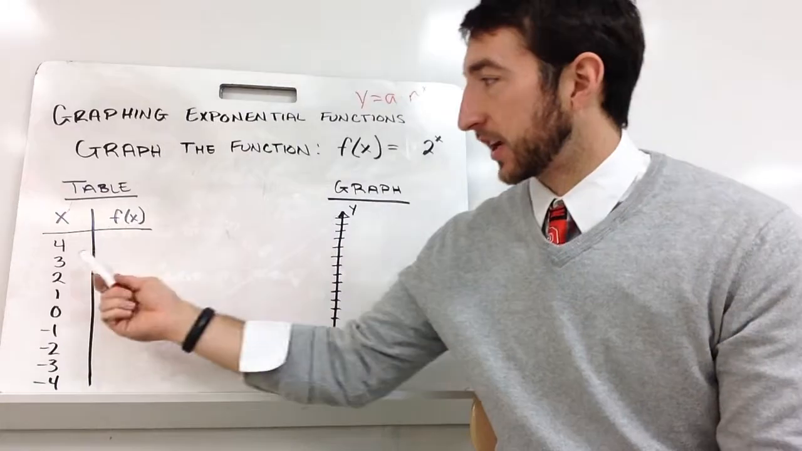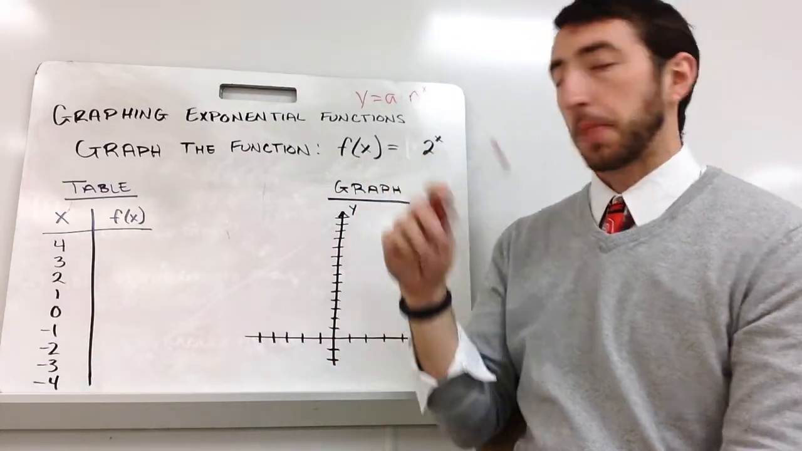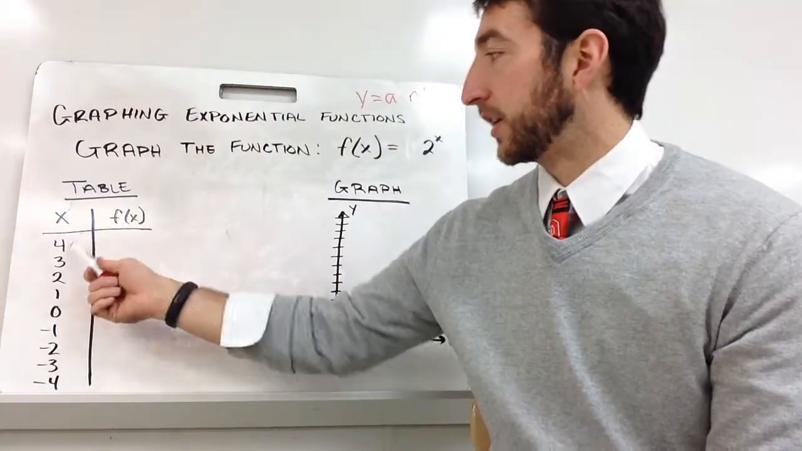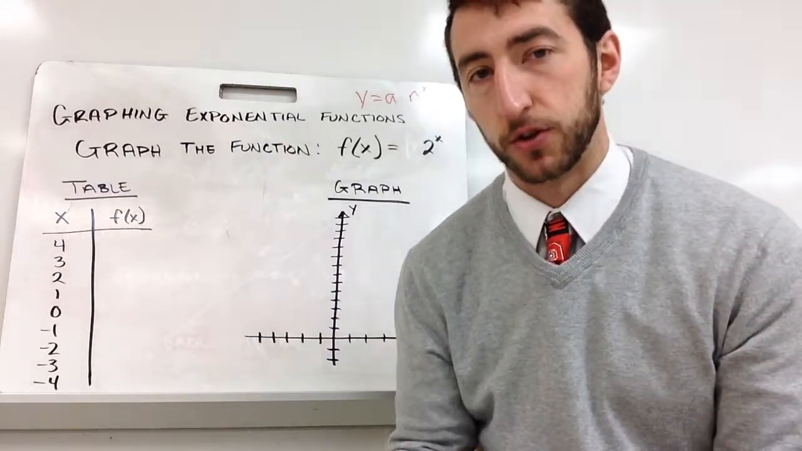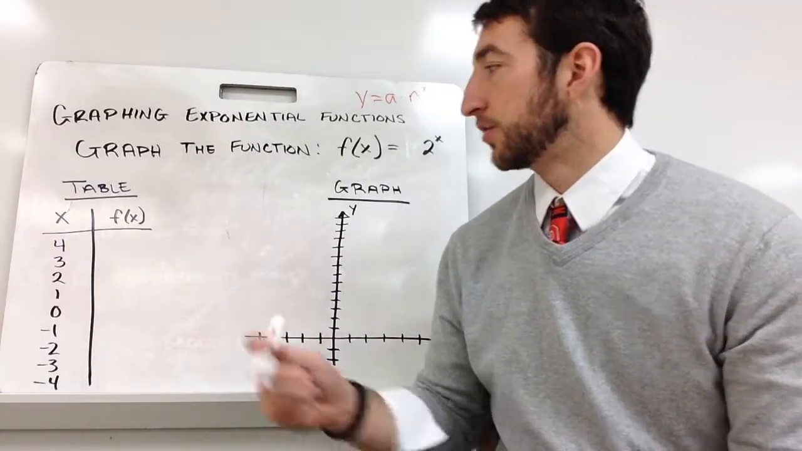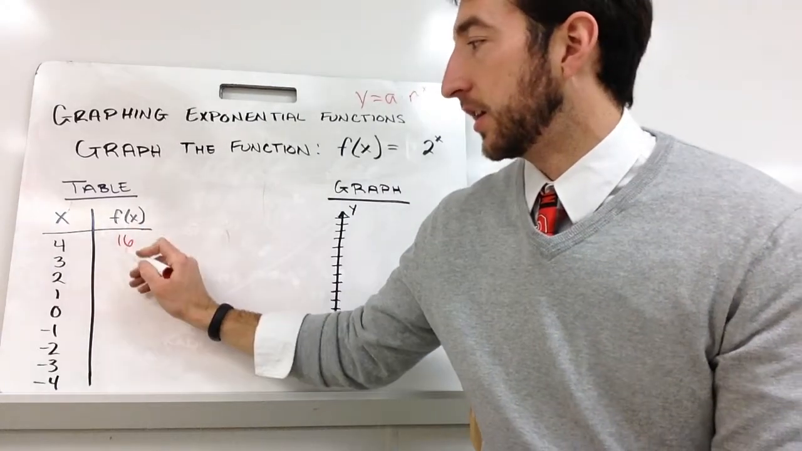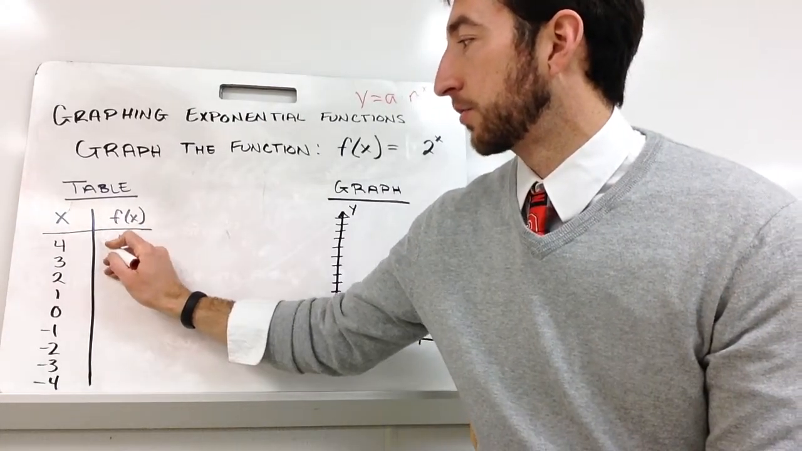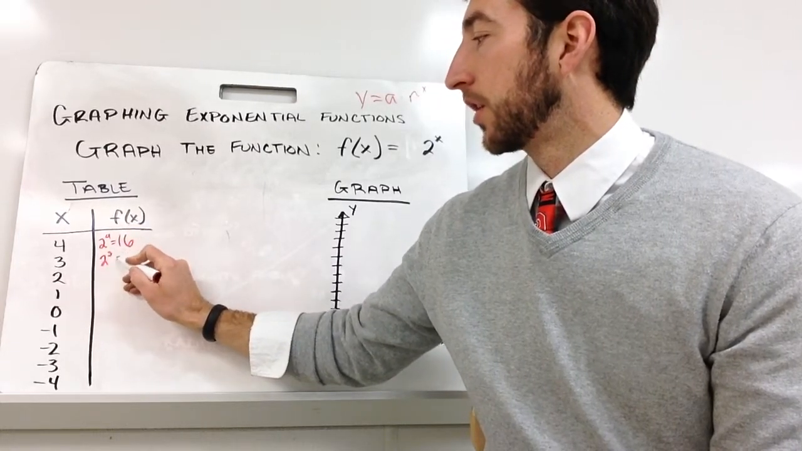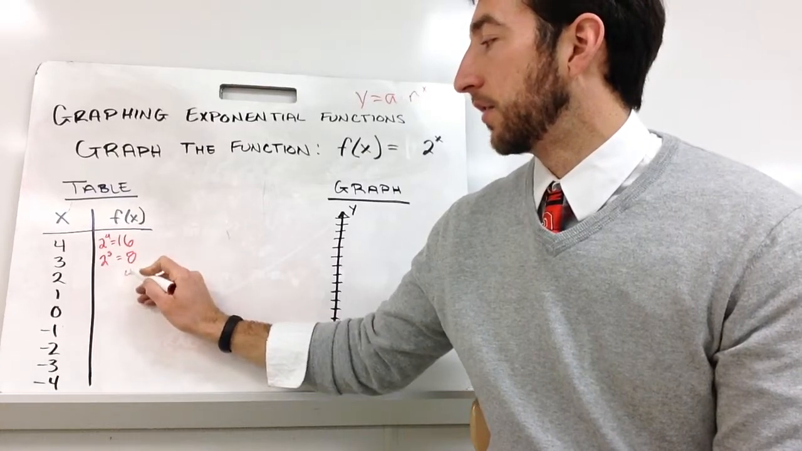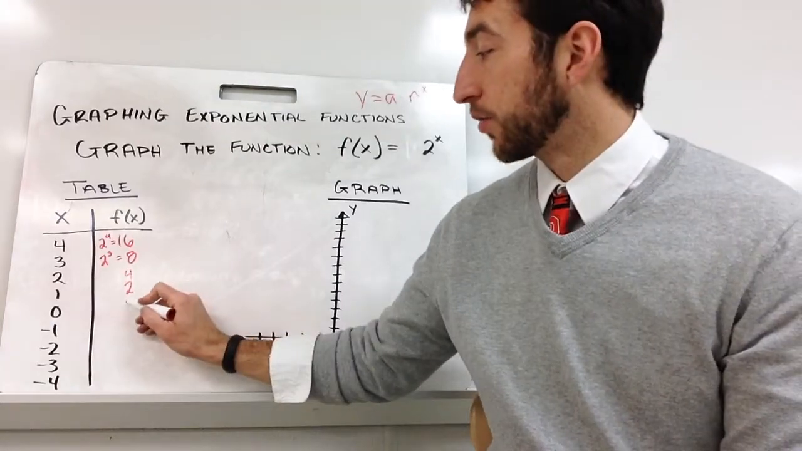And so what we're going to do is take our x values that we have over here, sub them into my equation, and get our values. So if I subbed in a 4, that'd be 2 to the 4th, which would be 2 times 2 times 2 times 2, and 2 to the 4th is 16. And then we just keep going, 2 to the 3rd, which would be 8, and then 2 to the 0, remember anything raised to the 0 power is 1.